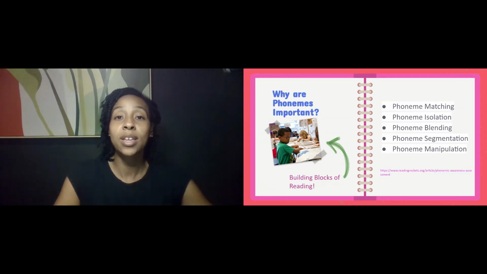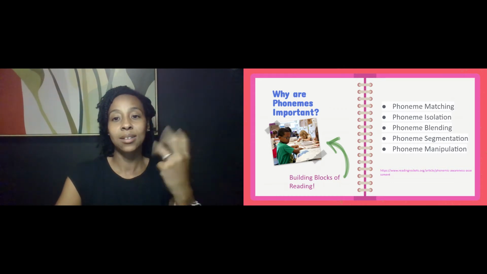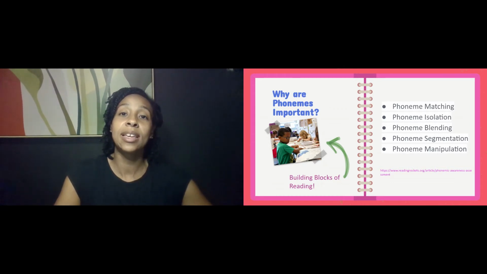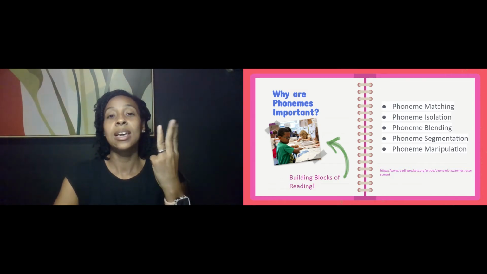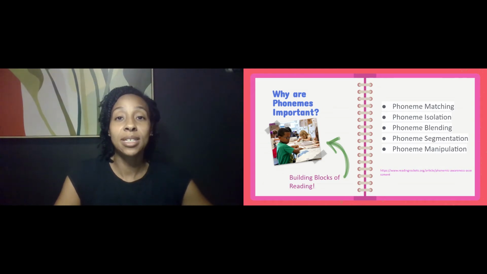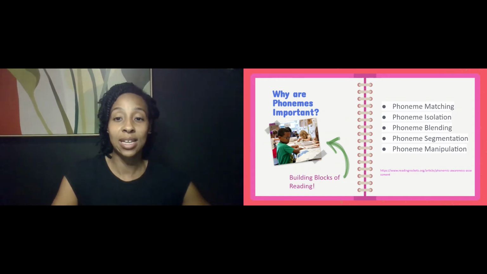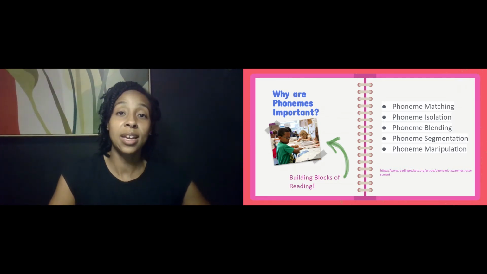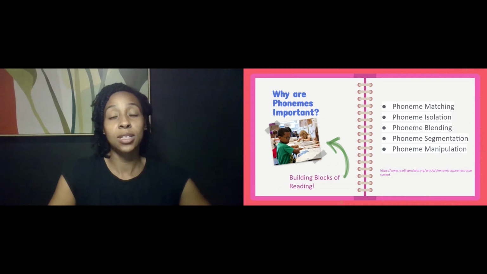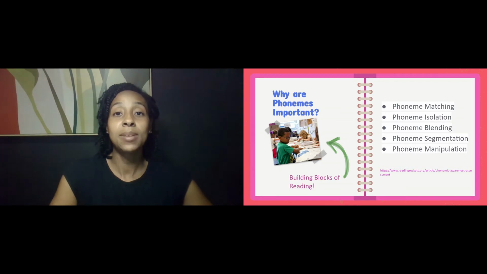Phoneme isolation, where they can hear the individual sounds in a word, k, a, t. Phoneme blending, where they take the individual sounds and they can put them together, k, at, cat. Phoneme segmentation, where they can break up words into the individual sounds they hear, and phoneme manipulation, where they can change the different sounds at the beginning, middle, and end of words to create and make different words. Like, for example, adding an H after the C in cat, it can become chat.